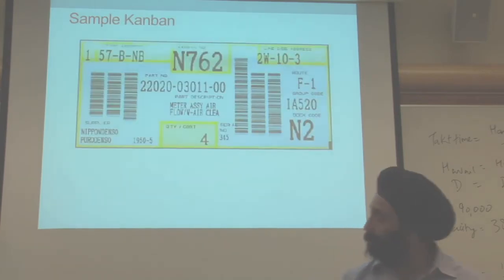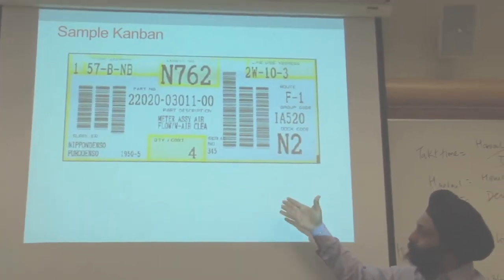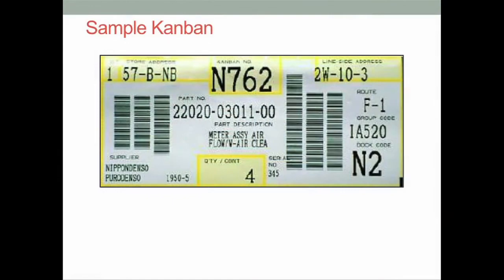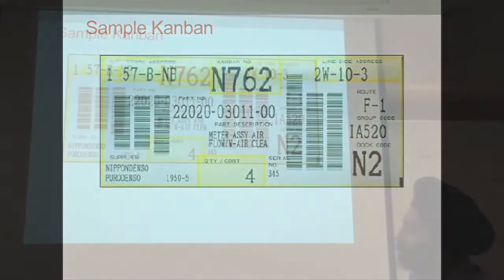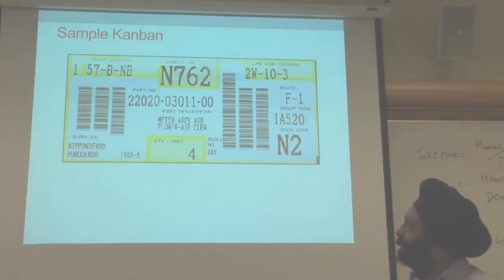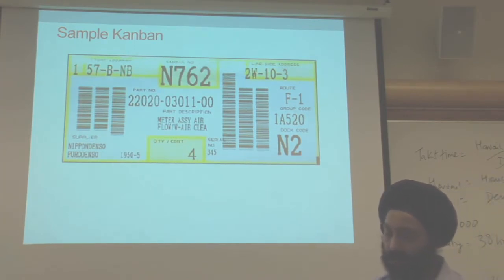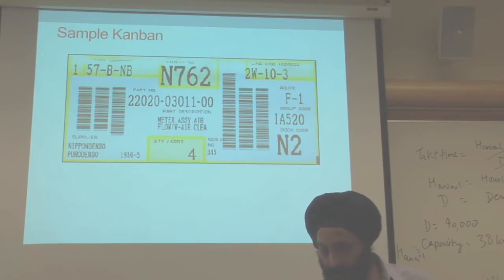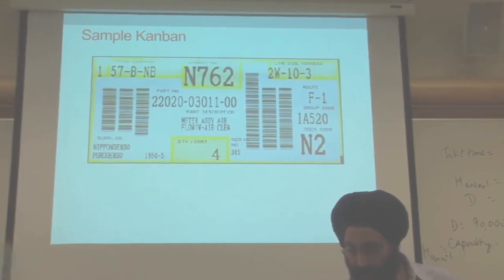So this is an example of a Kanban tag, in this case from Nippon Denso in Japan. And you can see exactly the type of information, which has barcodes that can be scanned and entered as it reaches a particular destination, and triggers the new authorization of new work or movement of parts.